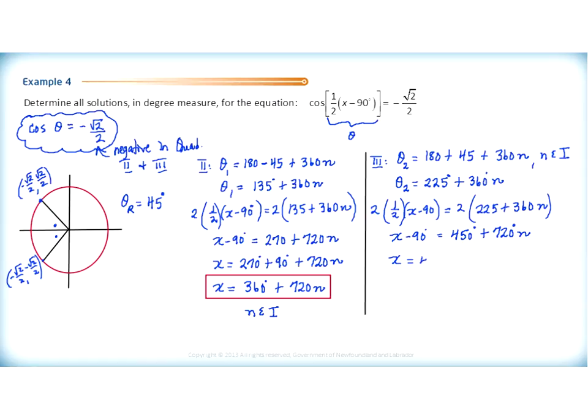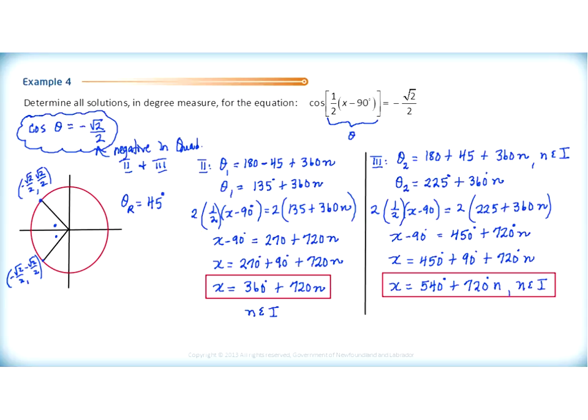Adding 90 to both sides of the equation, you have x equals 450 plus 90 plus 720 degrees times n. X is equal to 540 degrees plus 720 degrees times n, where n belongs to the set of integers. And this represents another set of solutions that satisfies this equation.